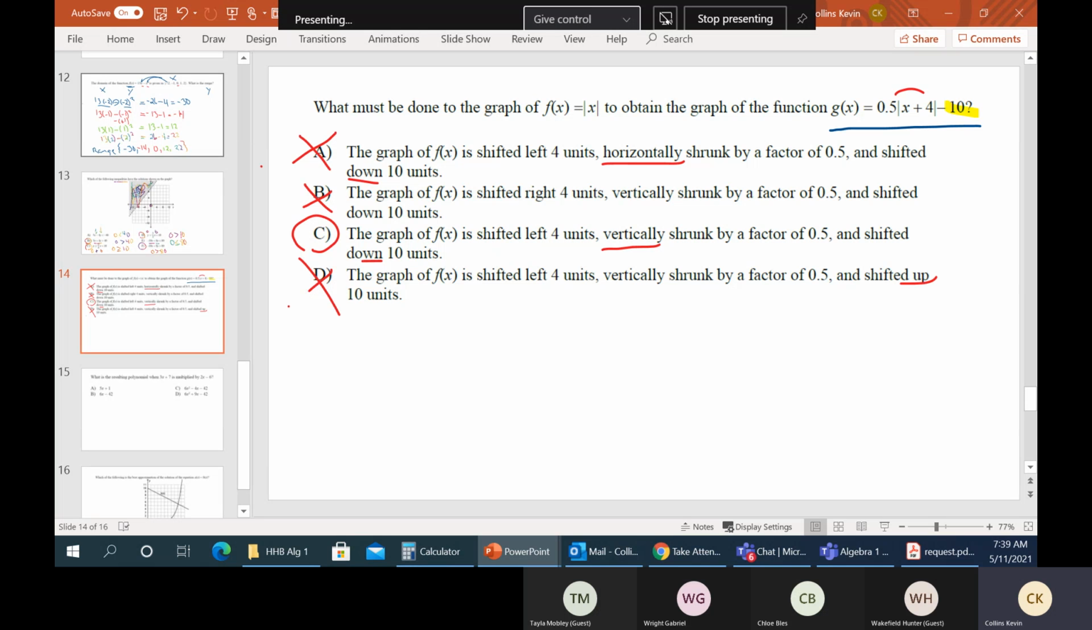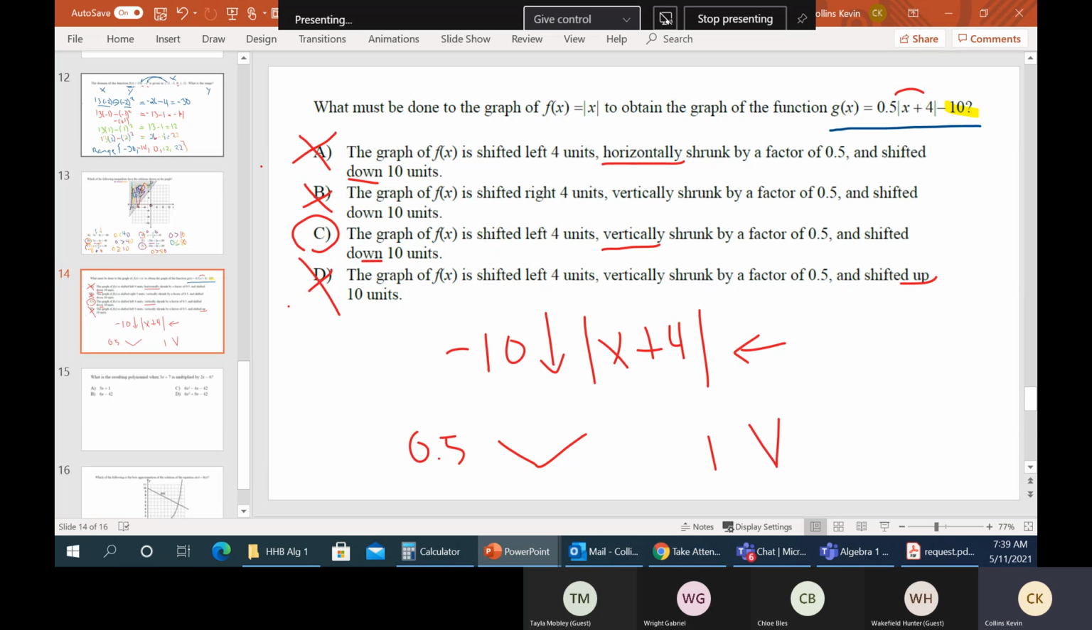So again, the guy on the end, so the minus 10 moves you down. The plus 4, since it's in with the X, moves you to the left. And then the 0.5 would make our graph like a wider looking V as opposed to like 1, which would be more like this. Okay.